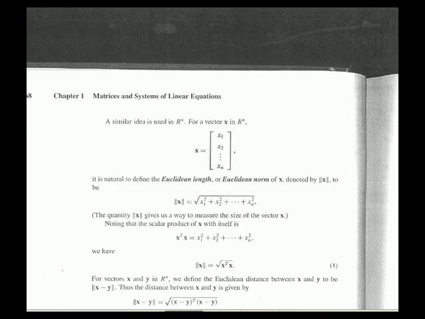And finally, we define the norm of a vector as the square root of x dotted with itself. So x dotted with itself just means the sum of squares of the components of x. Square root of that is the norm.